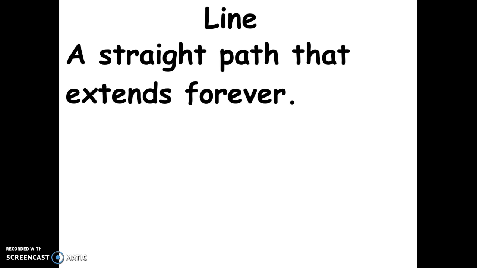A line is a straight path that extends forever. So to draw a line, we draw a line with arrows at the end. And we'll put 2 points on that line, and these are going to help us actually name the line. So to name this line, we will call it line AB. And the way that we write that is by writing the letters AB with an actual line at the top of it.